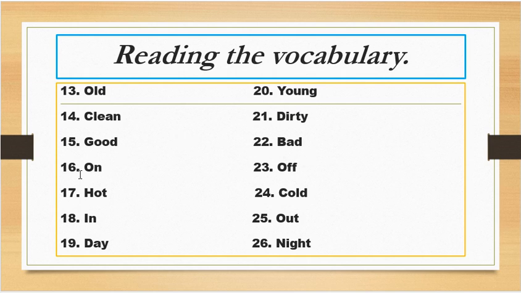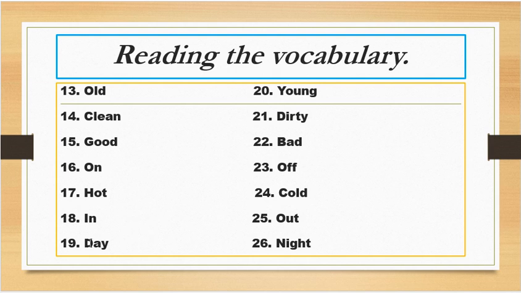Number 16, we have on, the antonym is off. Then 17, we have hot, the antonym is cold. Right now the weather is hot, but if it is raining, the weather is cold too. Next, number 18, we have in, the antonym is out.